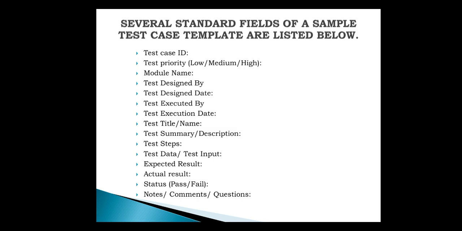Next is actual result. The actual test result should be filled in after test execution, describing the system behavior after the test execution. According to the variance, or according to the comparison, you need to write the status. So status is what? If the actual result is not as per the expected result, then mark this test as failed. Otherwise, mark this test as passed.